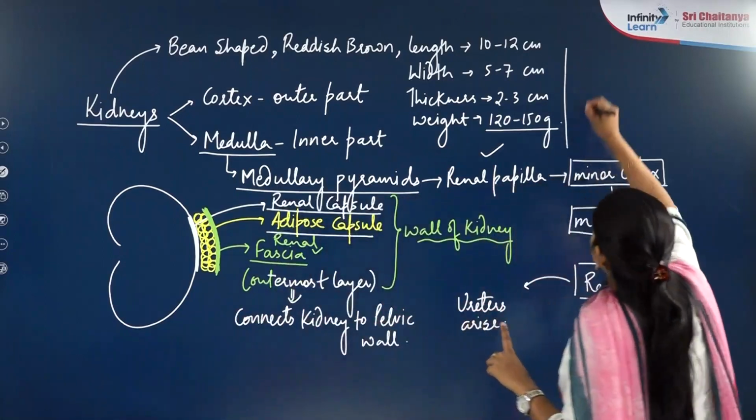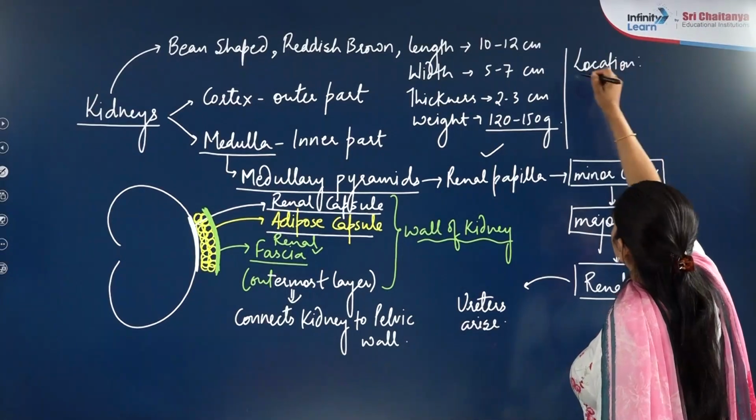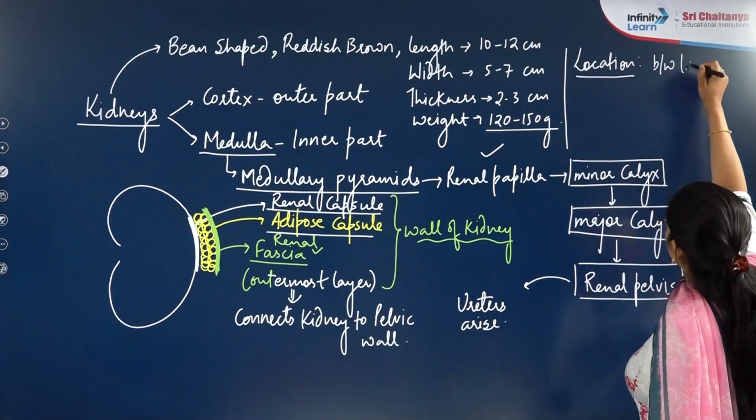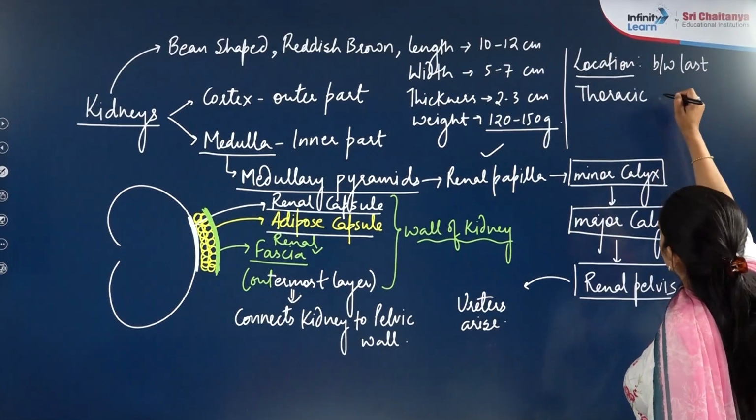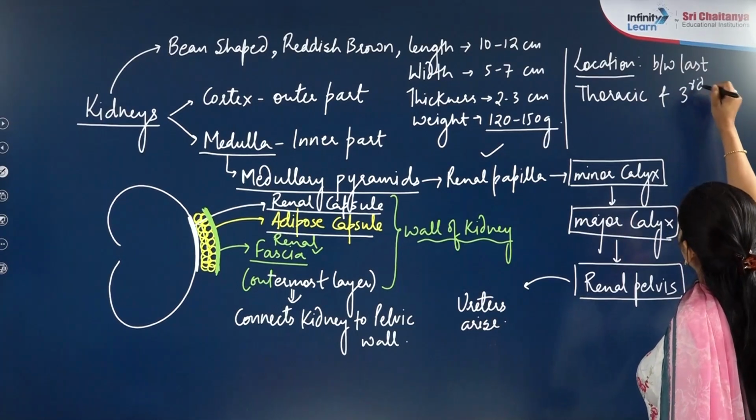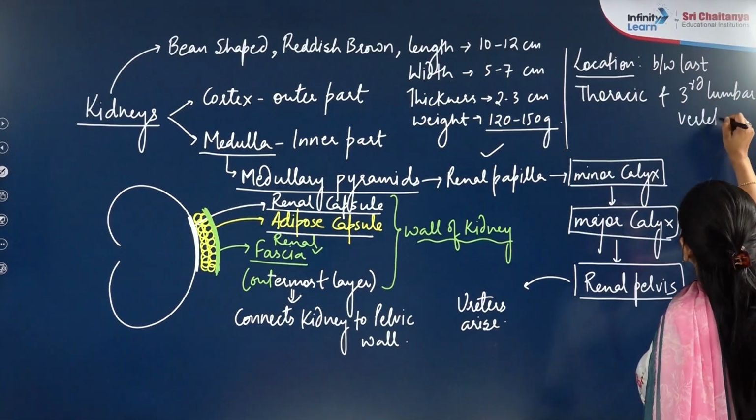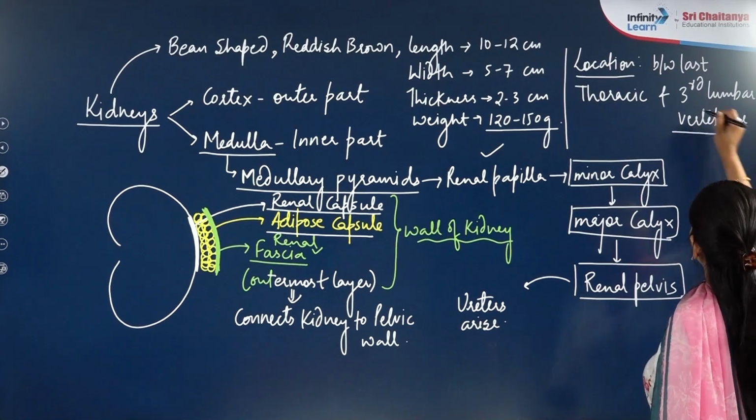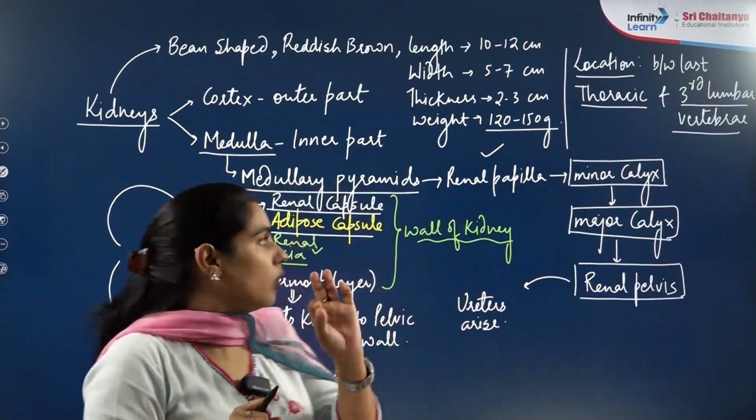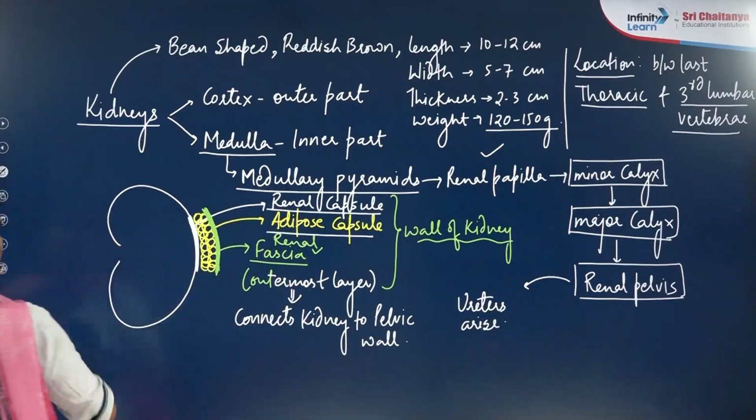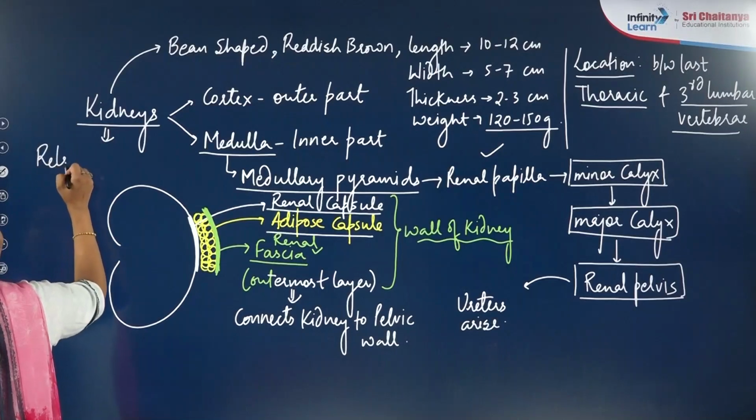The location of the kidneys is between last thoracic and third lumbar vertebrae. Between last thoracic and third lumbar vertebrae, kidneys are located. One more thing about kidney, one more very, very important thing about kidneys. It is said that kidneys are retroperitoneal in arrangement.